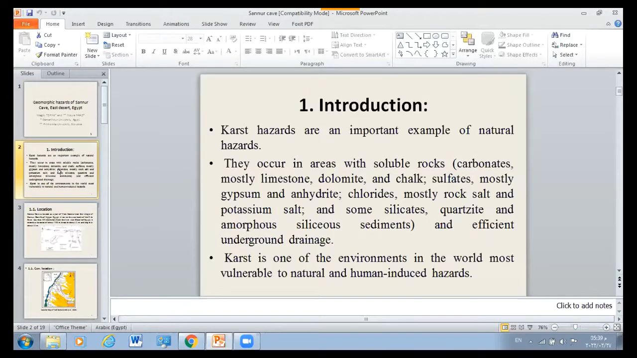Introduction. Karst hazards are an important example of natural hazards. They occur in areas with soluble rocks: carbonates, mostly limestone, dolomites, and chalk; sulfates, mostly gypsum and anhydrite; chlorides, mostly rock salt and potassium salt; and some quartz and amorphous siliceous sediments, and efficient underground drainage. Karst is one of the environments in the world most vulnerable to natural and human-induced hazards.